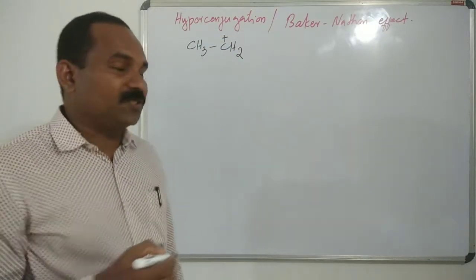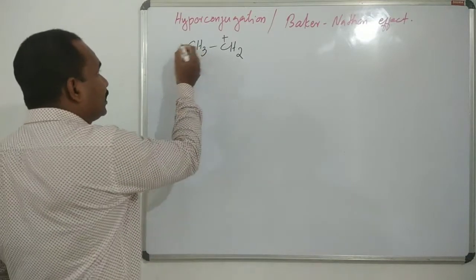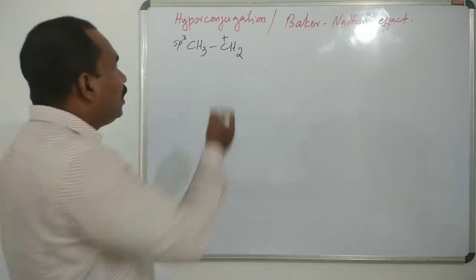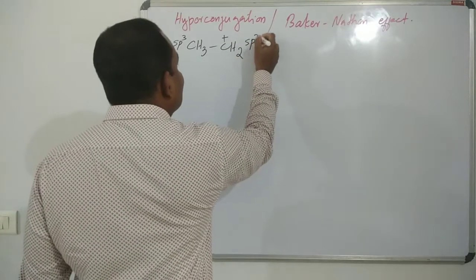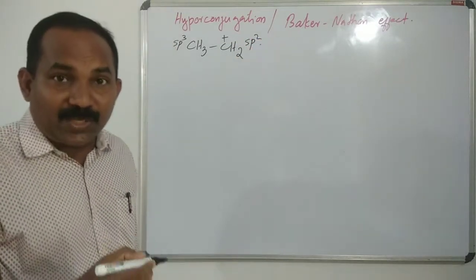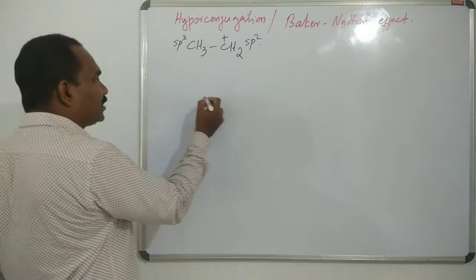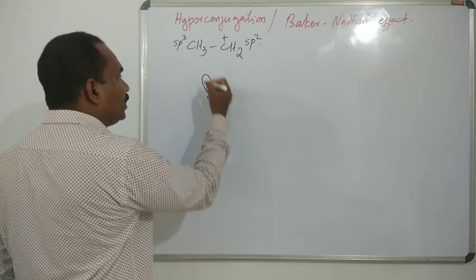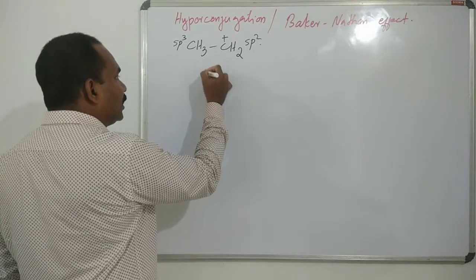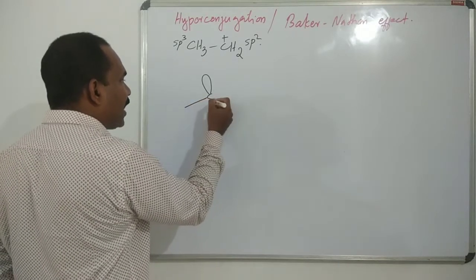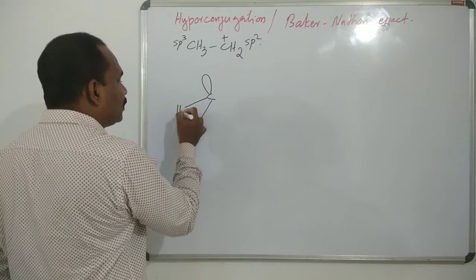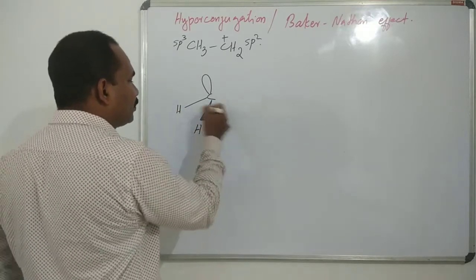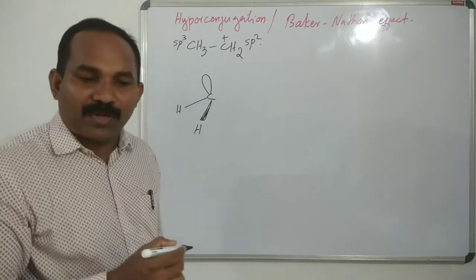Ethyl carbocation. And this carbon atom is sp3 hybridized, and this is sp2 hybridized. Okay, let's draw the carbon atom. There are three hydrogen atoms. In that, two hydrogens are represented by a normal bond and a wedge.